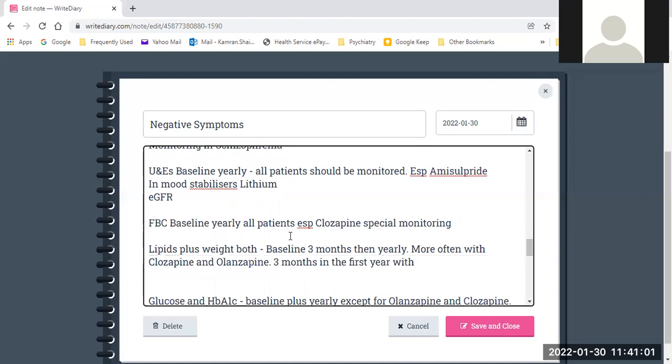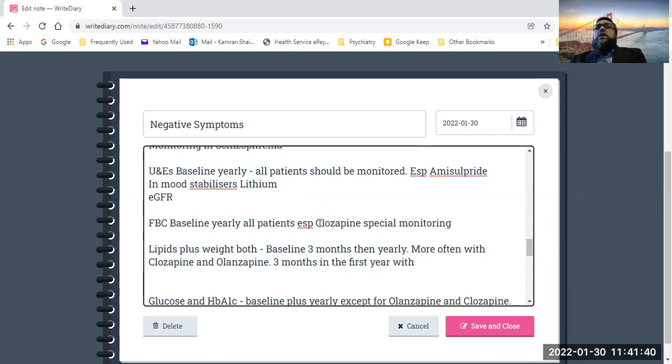Similarly, full blood counts, or CBC, complete blood counts: do FBC at baseline and then yearly. But in clozapine, it's a special protocol, and it has to be done weekly, fortnightly, or monthly. Apart from that, yearly should be fine. With sodium valproate, FBC monitoring is a good thing because it can cause thrombocytopenia. Similarly, carbamazepine can also cause agranulocytosis.